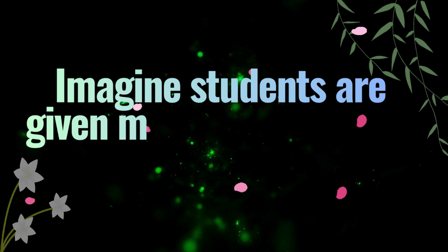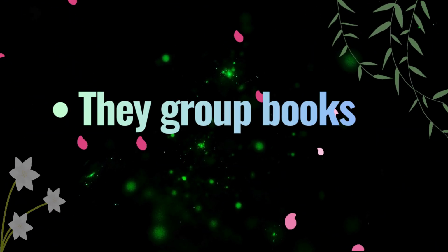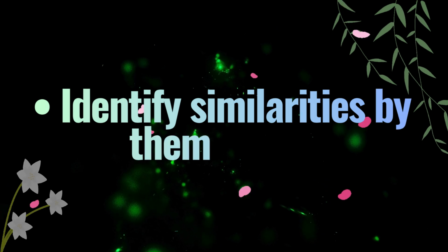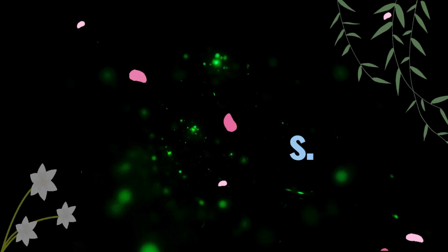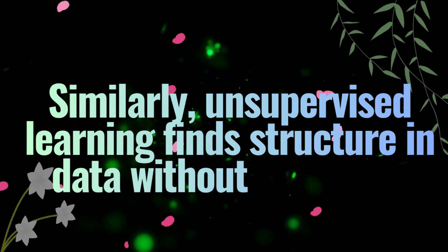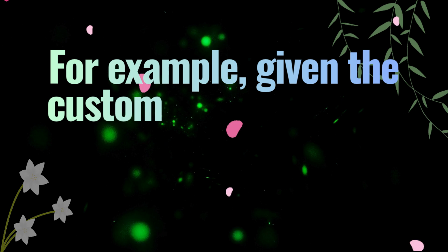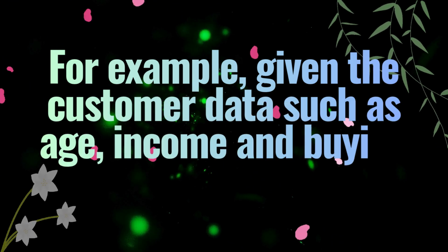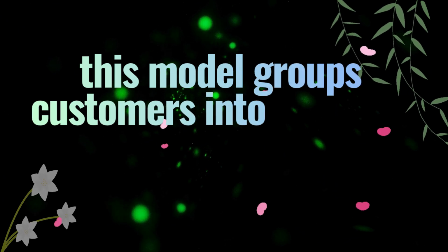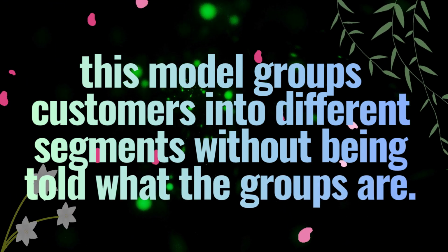Imagine students are given many books but no teacher. They group books by subject. Identify similarities by themselves. Similarly, unsupervised learning finds structure in data without guidance. For example, given customer data such as age, income, and buying habits, this model groups customers into different segments without being told what the groups are.